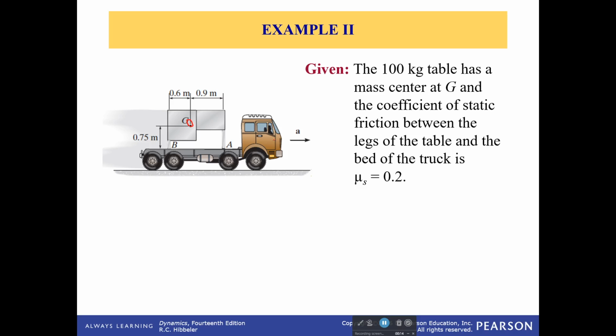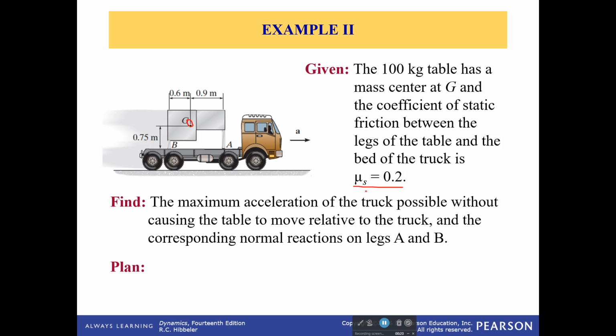The coefficient of static friction between the legs of the table and the bed of the truck is simply 0.2. And our question is this: what is the maximum acceleration possible without causing the table to move relative to the truck? And what are the normal reactions on legs A and B? So what I want you to do is go forward, try it on your own. Pause the video and then come back and see how you did.